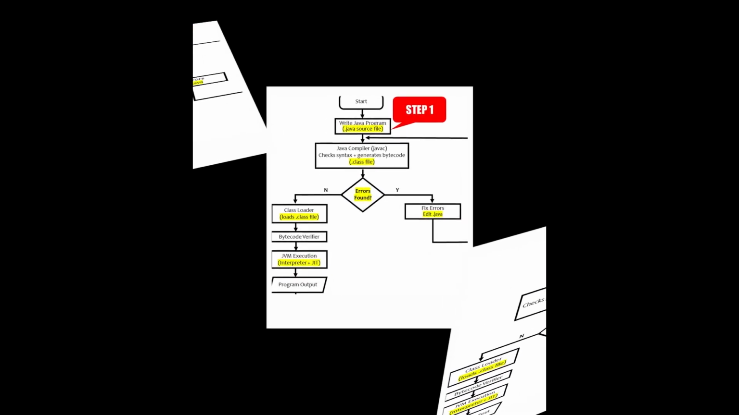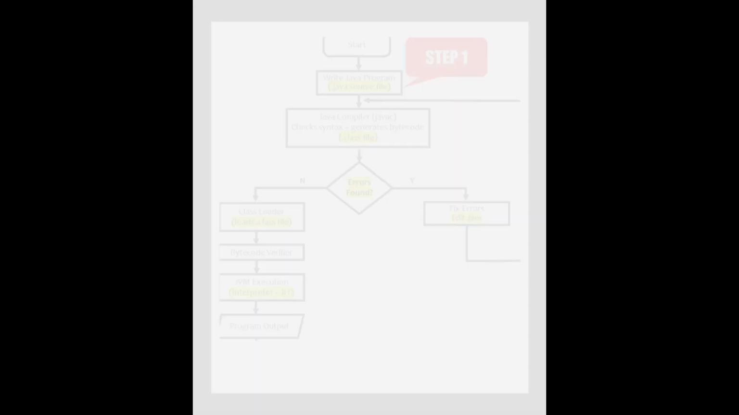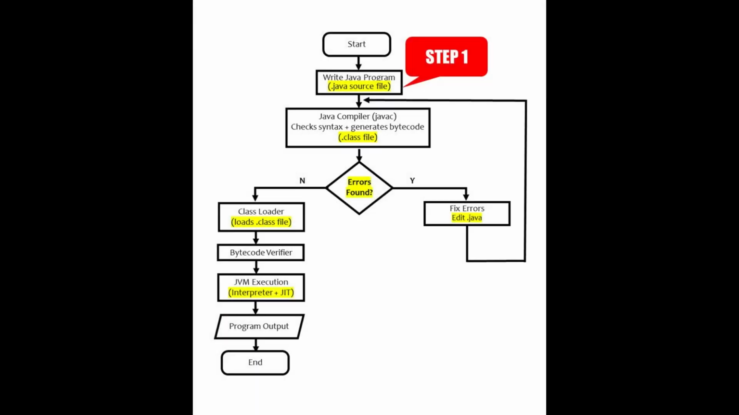Step 1. Writing the program. We begin by writing a Java program. This is our source code, saved with a .java extension. At this stage, the code is readable by humans, but not yet executable by the machine.